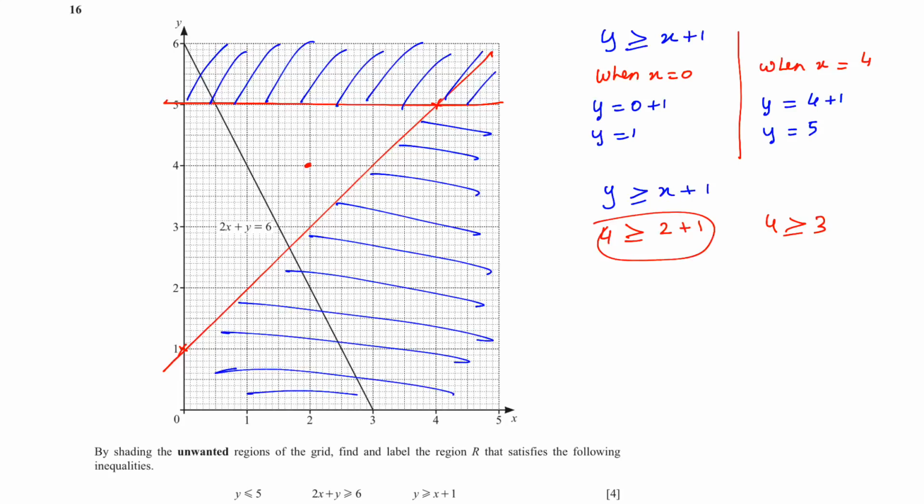Then the other one we have is 2x plus y is more than or equal to 6. Again, we'll choose a point. We'll use the same point that we used, when x is 2, y is 4. Sorry, this is an x here. So when x is 2, y is 4. We are getting 8. So yes, 8 is more than or equal to 6. So this is our region. And this is the unwanted region.